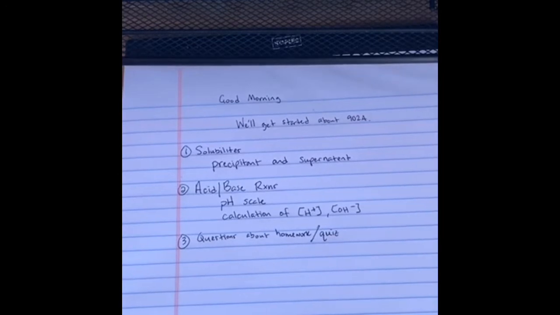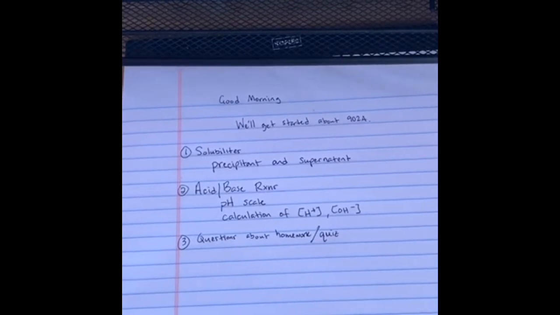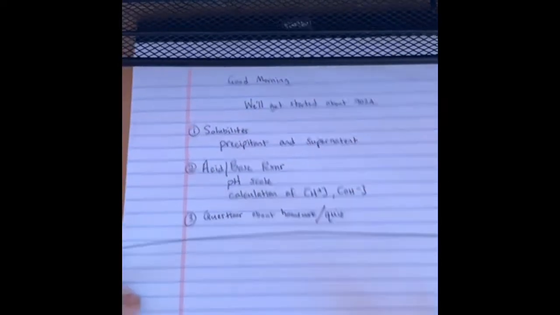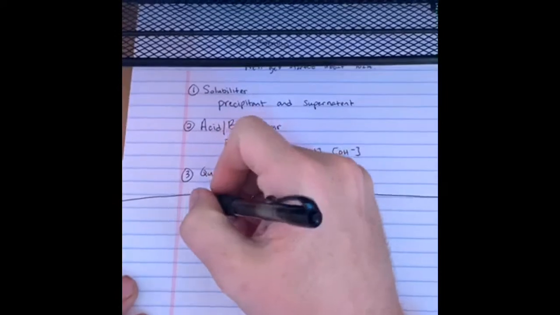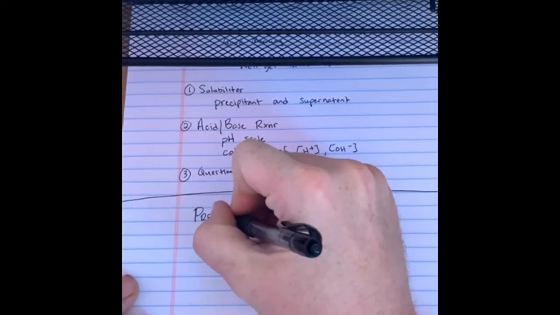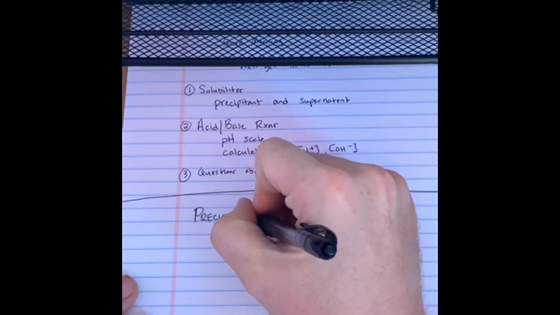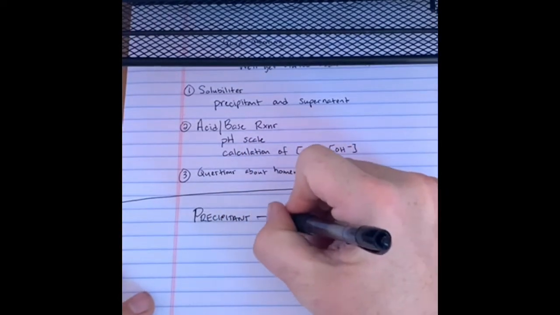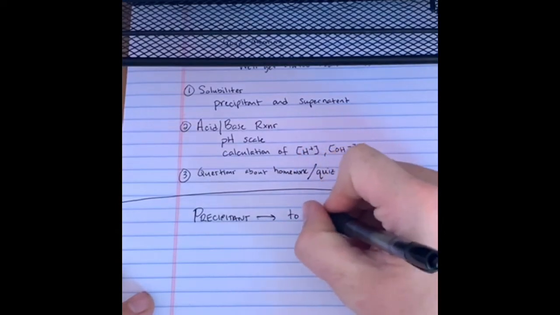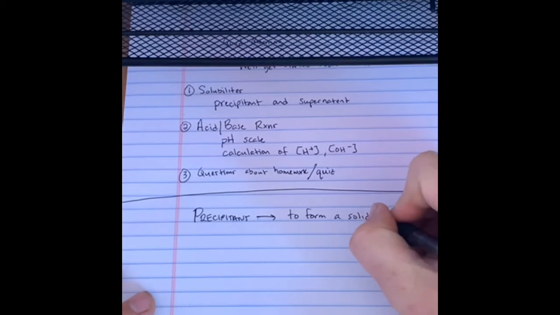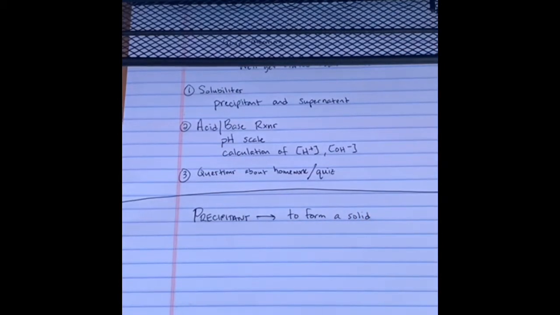All right. So, what is the difference between a precipitant and a supernatant? Well, let's talk about what they are in general. So, first, let's talk about a precipitant. Okay. So, when we talk about the word precipitation, this literally means to form a solid.